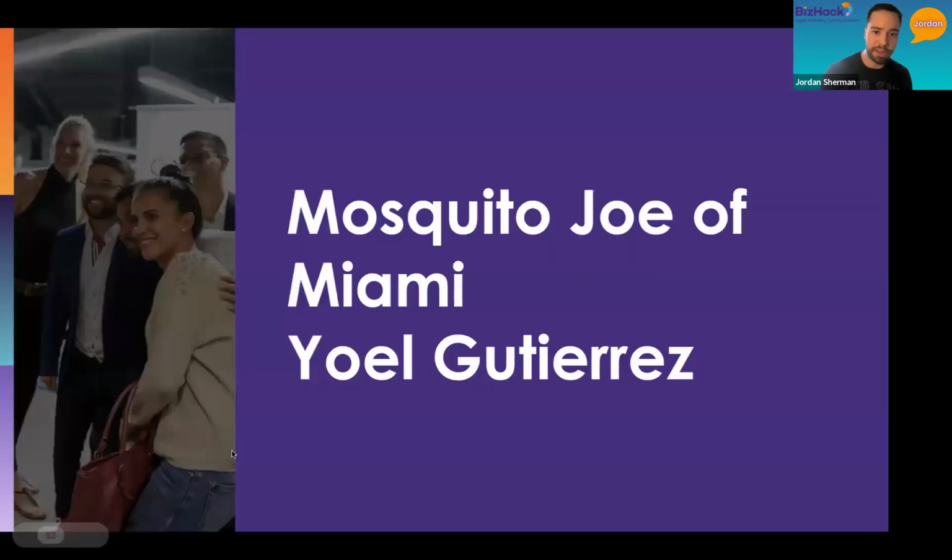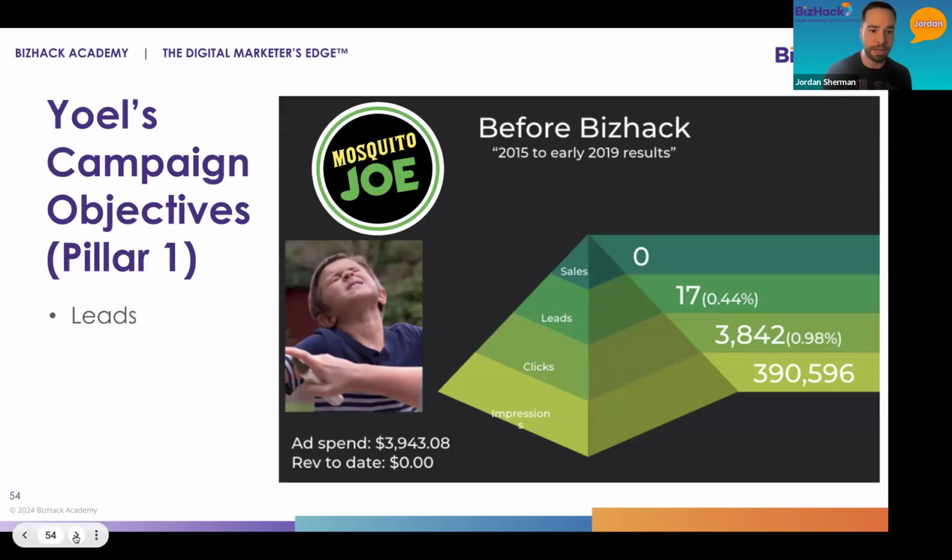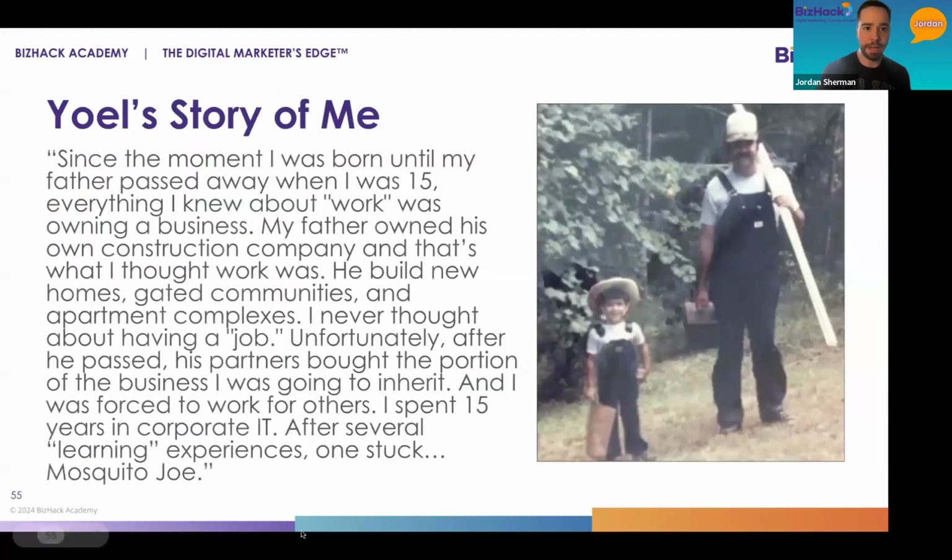A good example here is a friend of BizHack and also former student, Mosquito Joe of Miami, UL Gutierrez. Before BizHack, he ran ads and was really having a difficult time making any money doing it. When you spend almost $4,000 on ads and you don't have anything to show for it, it gets really discouraging. You ask yourself, what am I doing wrong here? So he looked at pillar one, his campaign objective, and said, I need to generate leads because I need to make money.